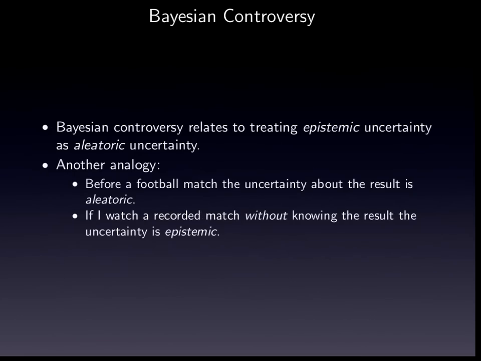Okay, so that's the overview of Bayesian probability with a little bit of history. So the controversy, which I don't really think is a controversy because I don't see anything controversial about it, relates to treating this epistemic uncertainty as aleatoric uncertainty. I really, in some sense, don't think aleatoric uncertainty exists for practical purposes, which is why I don't see that there's a controversy.